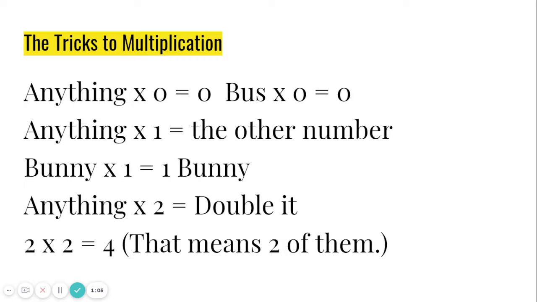Anything times 1 is going to be that other number. Whatever the other number is that we're multiplying times 1, that's going to be your number. So in other words, if I said bunny times 1, that equals we have one bunny. If I said school teacher times 1, you have one school teacher. A billion times 1, you have a billion.